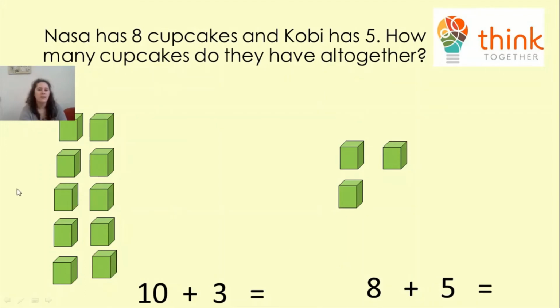Now let's find the answer by counting on from 10. You ready? 10, 11, 12, 13. How many were there altogether? Fantastic. There was a group of 10 and 3 ones, which makes 13. So 10 plus 3 must equal 13, and 8 plus 5 must equal 13 too. So they would have 13 cupcakes altogether.